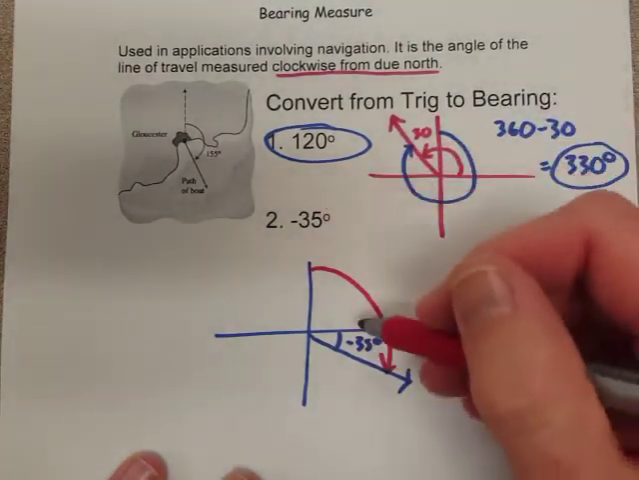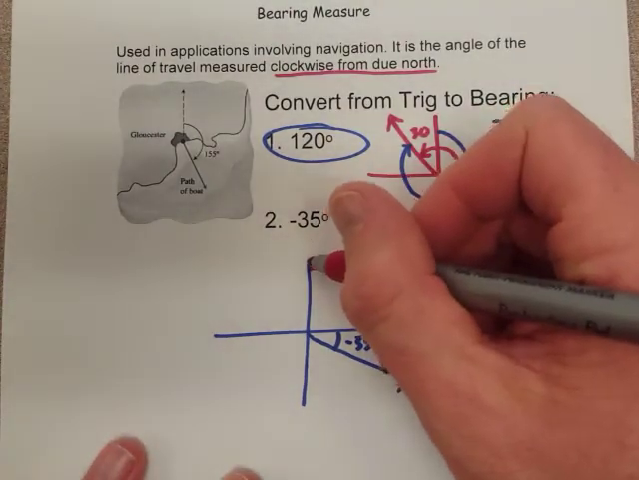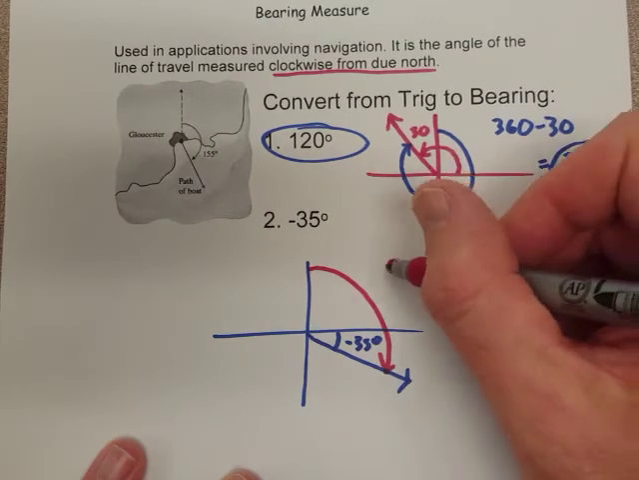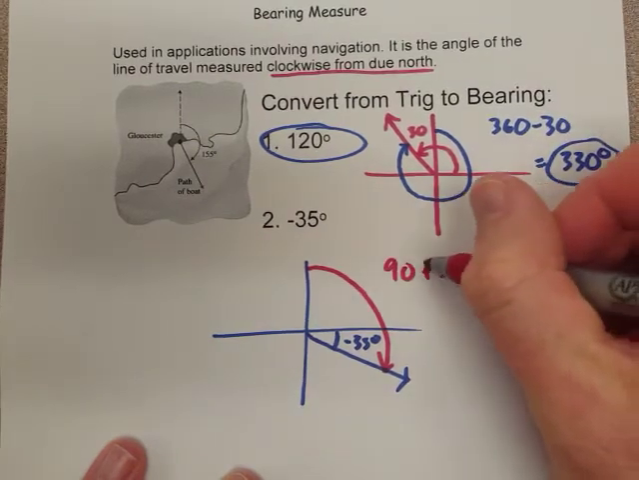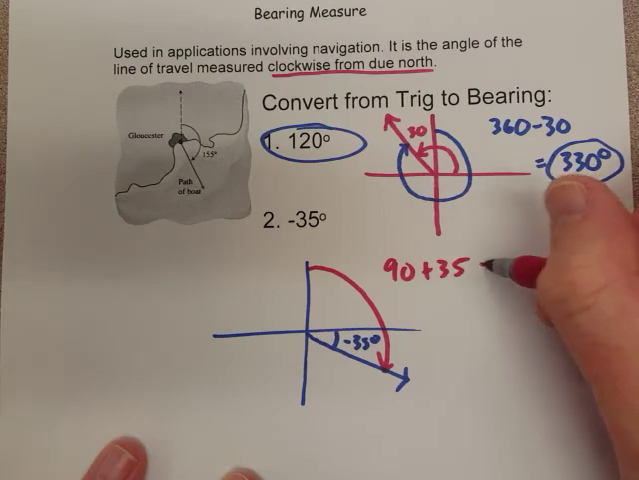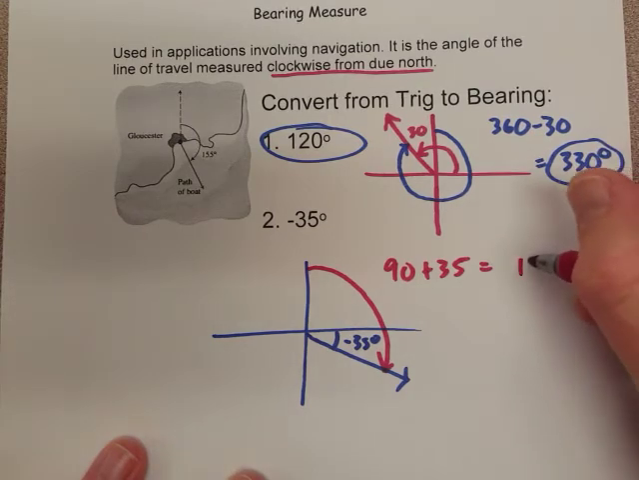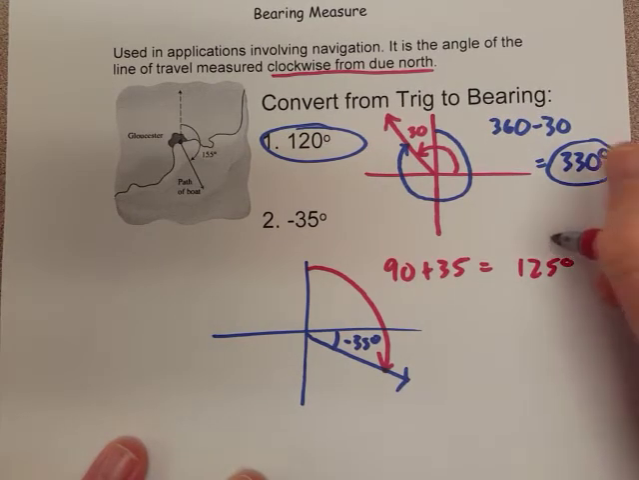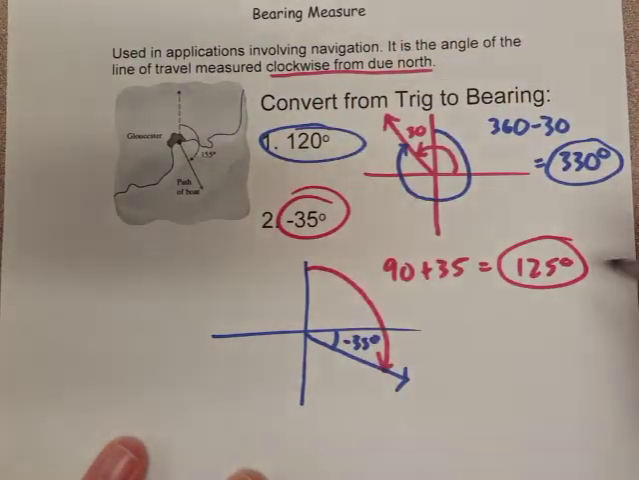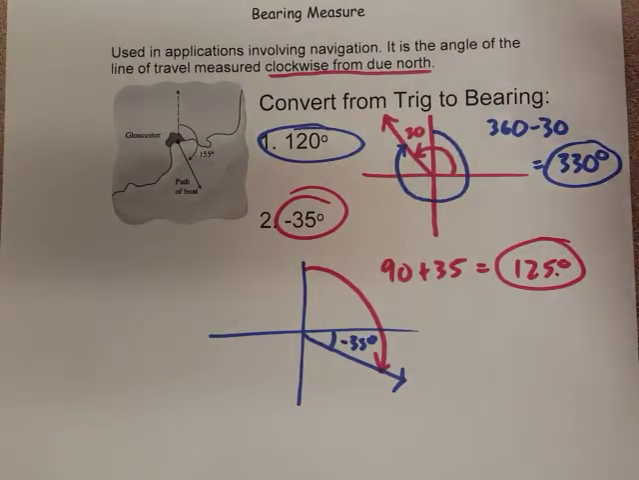So really, to get this negative 35 angle, what we're doing is we're saying 90 plus 35 is going to give us our bearing measure. And so in this case, that ends up being 125 degrees. So negative 35 converts to 125.